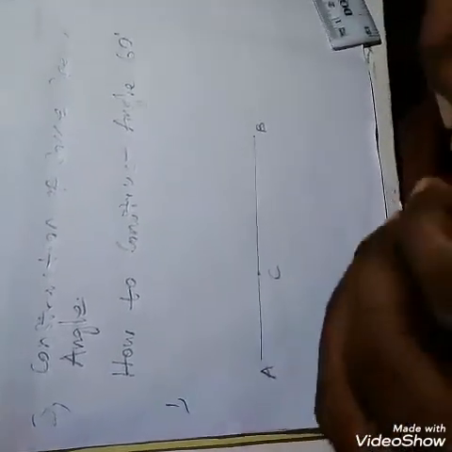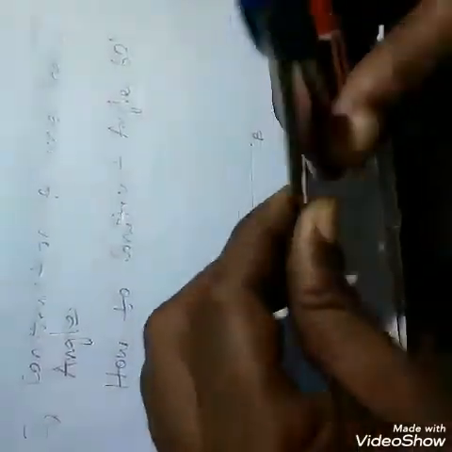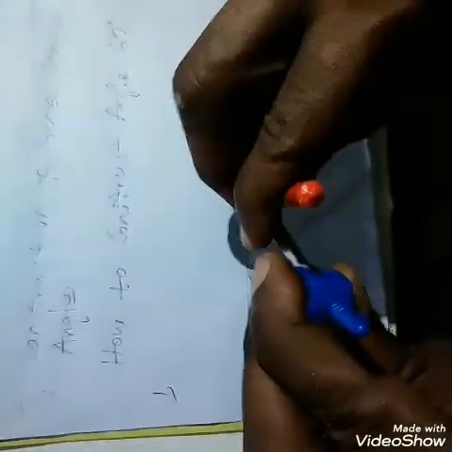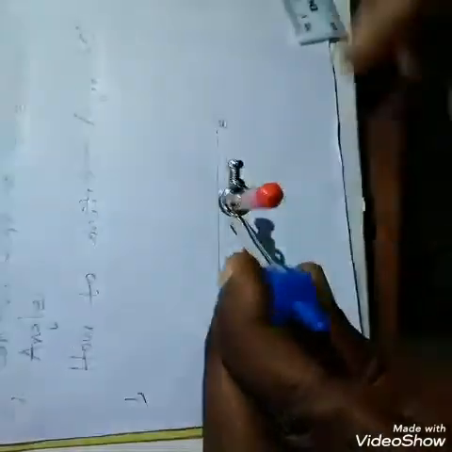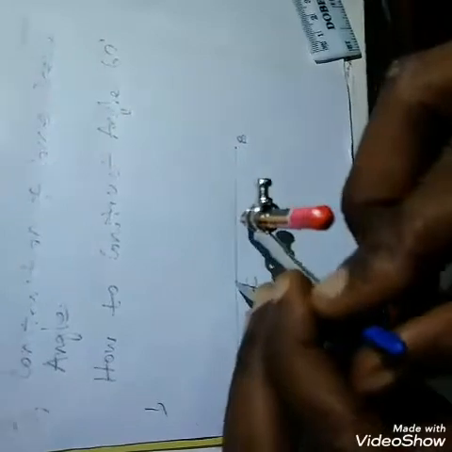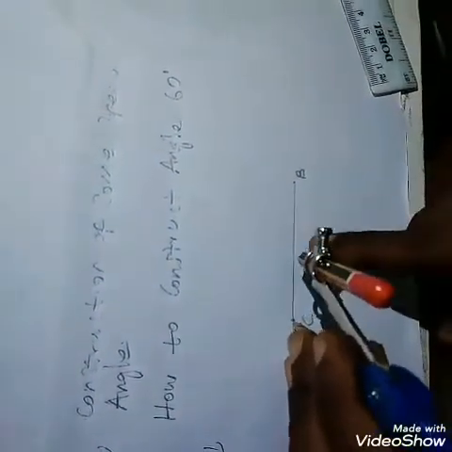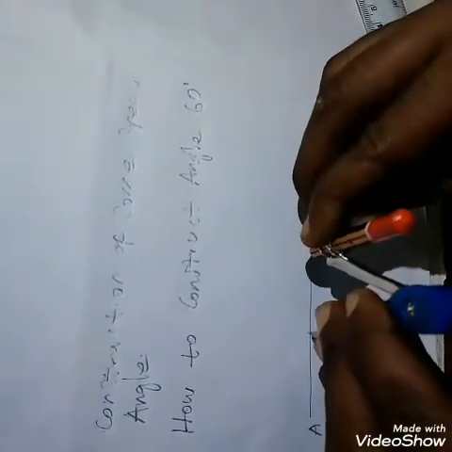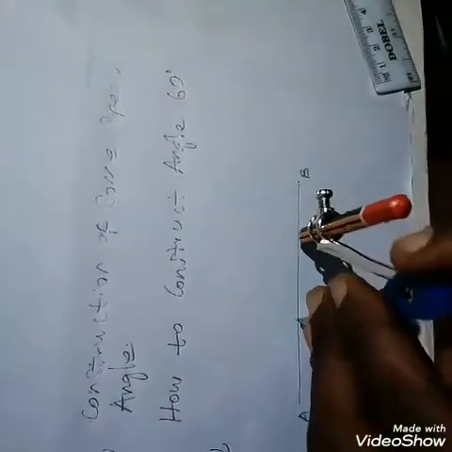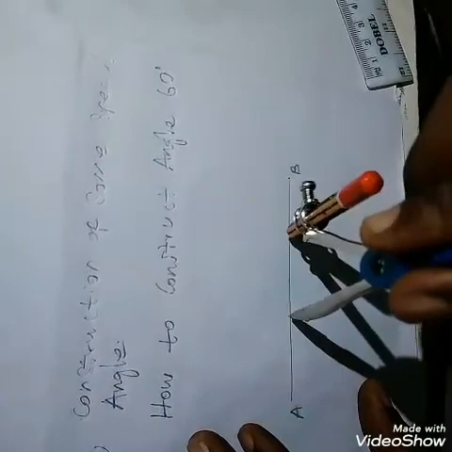So the next step is to center at C and any convenient radius, draw an arc to cut at D. Let's say this position should be our D. You can choose any convenient radius. This is a convenient radius. Let's take this point.